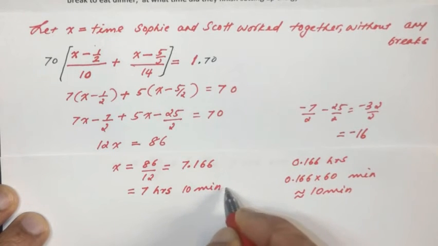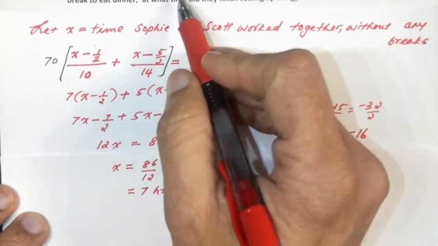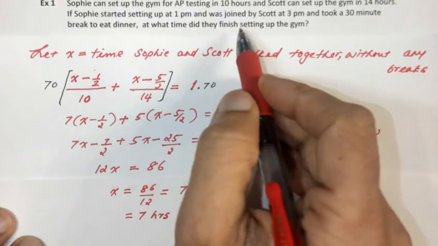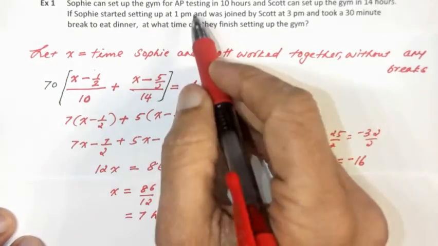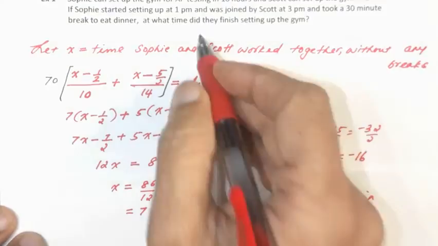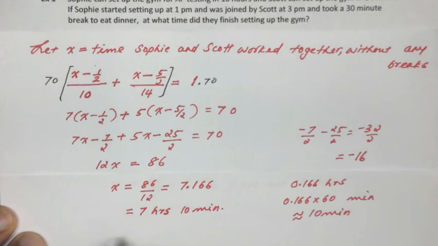Okay, now if Sophie started this job at 1 p.m., when will they finish setting up the gym? So we need to add that 7 hours 10 minutes to that 1, so 1 plus 7 is 8, so it is 8:10 p.m.